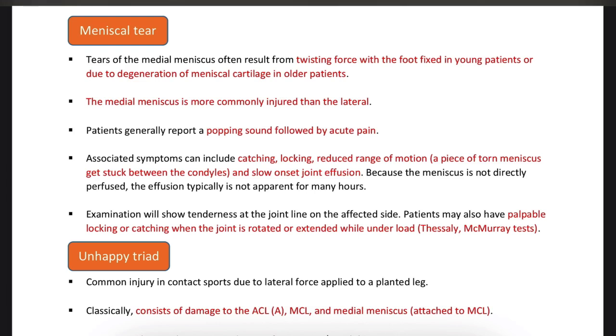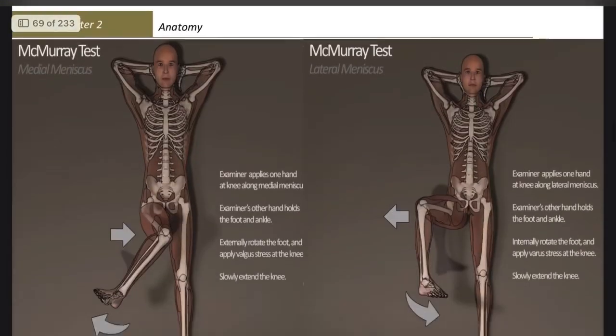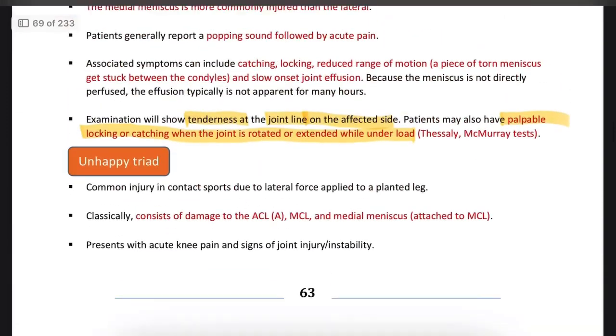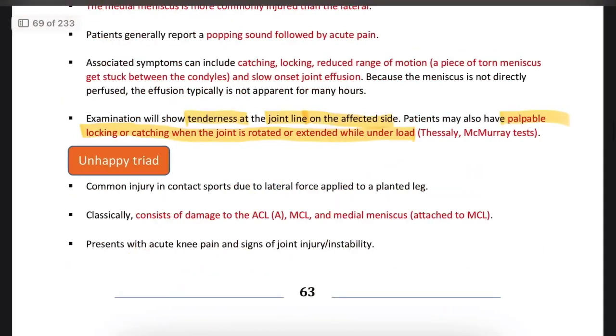So what tests can we do? In examination we can check for tenderness at the joint line on the affected side, and patients may also have palpable locking or catching when the joint is rotated, extended and under load. So the tests are joint line tenderness, and we can do the Thessaly test. Okay, I will just explain, we have an image.